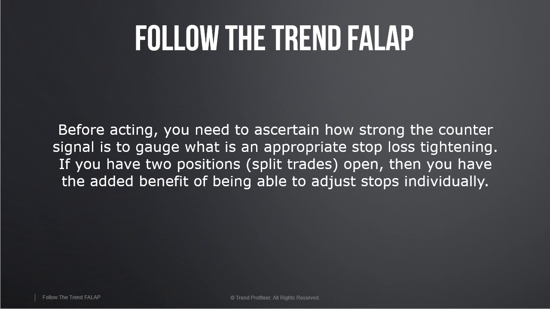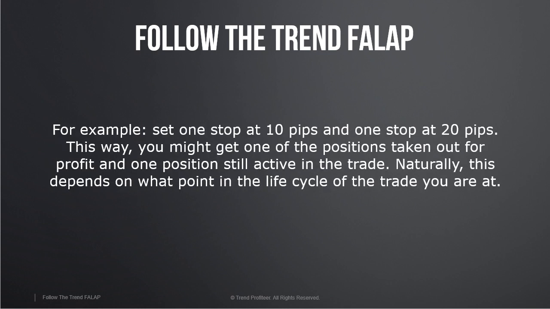So if you have two positions, split trades, open, then you have the added benefit of being able to adjust your stops individually. You can be really tight with one position and more liberal with the other. For example, set one stop at 10 pips and one stop at 20 pips. This way you might get one of the positions, the one with the tighter 10 pip stop, taken out for profit, and then one position can still be active in the trade.